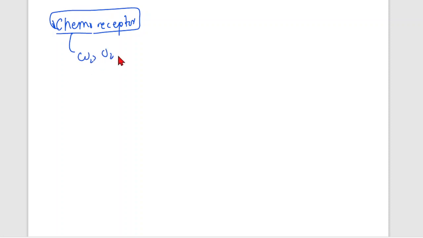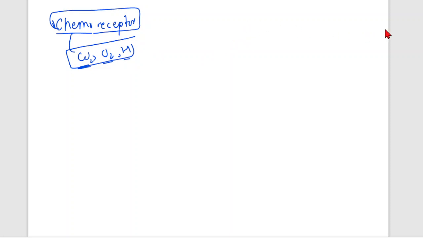So now we will talk about the chemoreceptor. Blood pressure is regulated through chemicals. What is the chemical? For example, carbon dioxide, oxygen, and hydrogen. These are compounds. If a receptor senses the carbon dioxide and oxygen partial pressure and hydrogen concentration, it is called a chemoreceptor.